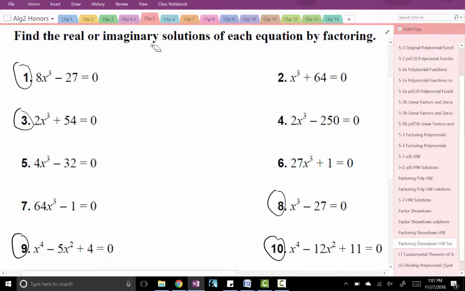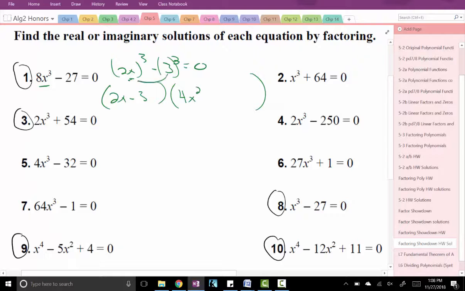Alright, let's try and get you a little head start here. Remember, 8 is 2 cubed and 3 cubed. So this is what we're actually looking at as far as bases. So the binomial is going to be 2x minus 3. The trinomial, 2x squared, is going to be 4x squared. 3 times 2 is 6x, and on the end, 3 squared is going to give me 9.